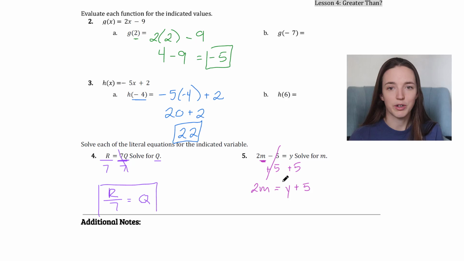Okay, that went away. I can't add these together because they're not like terms, so I just write them next to each other. Now m is being multiplied by 2. Opposite of multiplying by 2 is dividing by 2. And I'm just going to leave that as one big fraction.